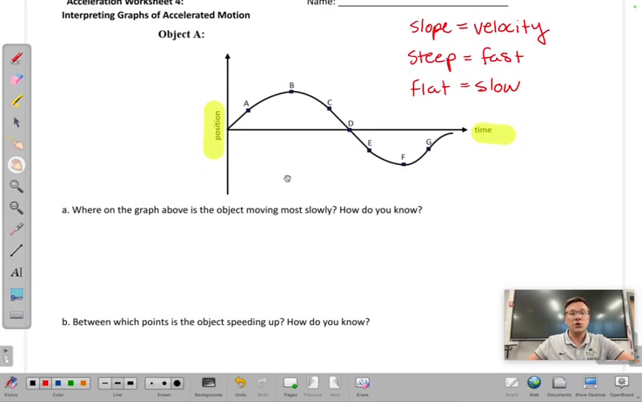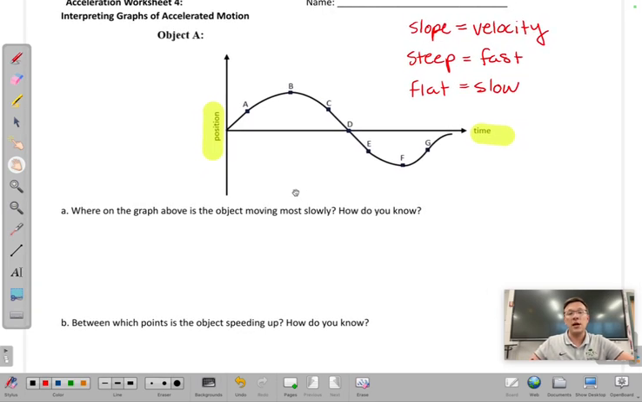The first question says, where on the graph above is the object moving slowly, and how do you know? Now, I would like for this to be a discussion, so if you're completing this at your table, go ahead and pause the video for a second and discuss that question with your table mates, come to a consensus, and then you can restart the video. I will go ahead and move on right now.